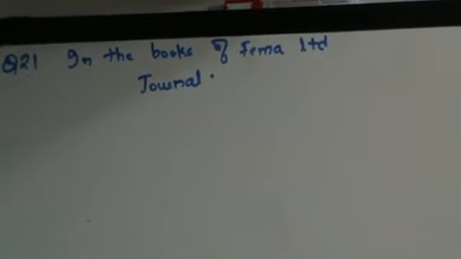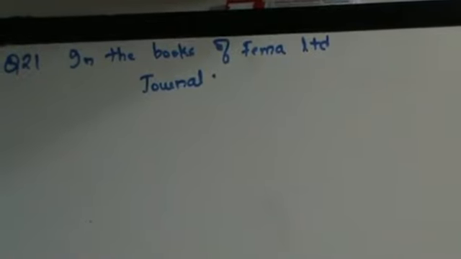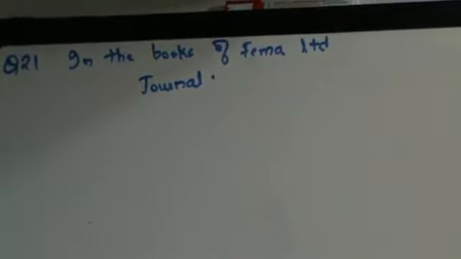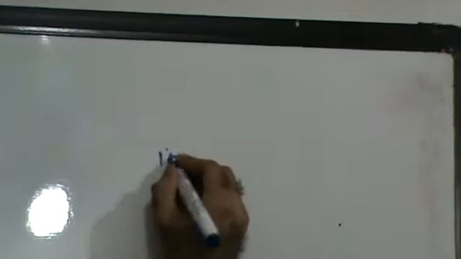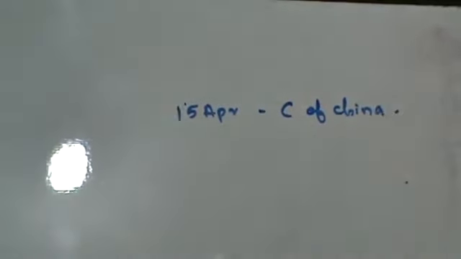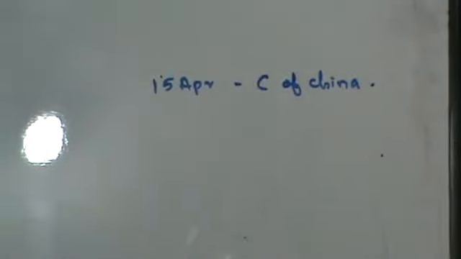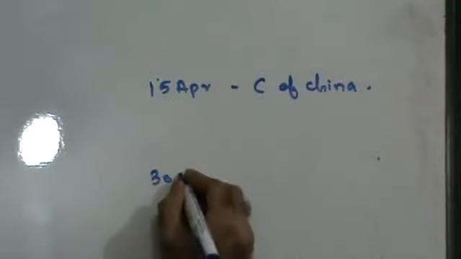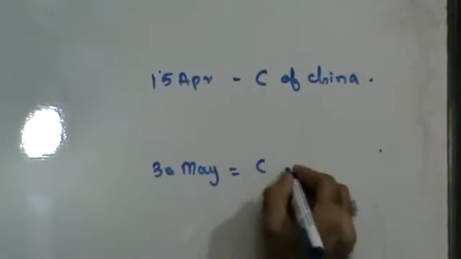On 15th April 2004, goods worth 5,000 were purchased from Sea of China. Right? So my first date, what we are going to do initially is arrange all the dates in chronological order. So I have a 15th April, Sea of China. This is my working note. I'm first arranging all the dates in chronological order. Then the rate of exchange, the payment being on 30th May, is again Sea of China.